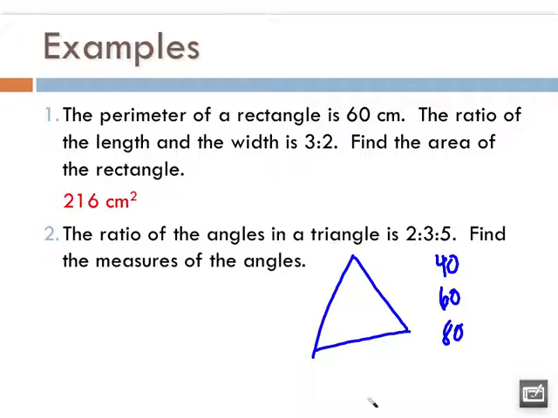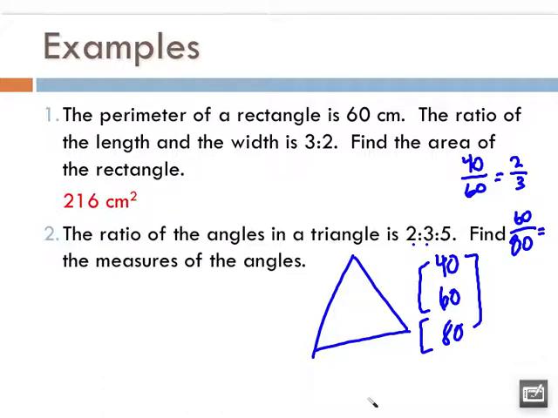Okay, so if this is true, then these two should be in a ratio of 2 to 3, because that's smallest to medium. These two should be in a ratio of 3 to 5, and these two should be in a ratio of 2 to 5. Yeah, I did that. Okay, so 40 over 60 is, well, that's 2 to 3. I think the next one is the 60 to 80, that's a 3 to 4. Yeah. Okay.